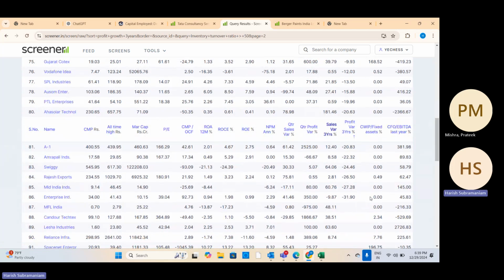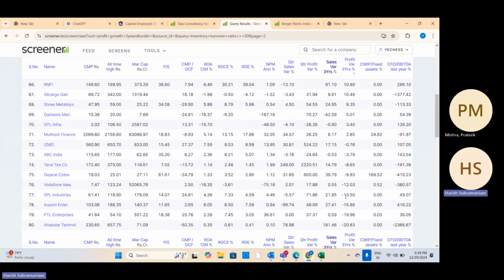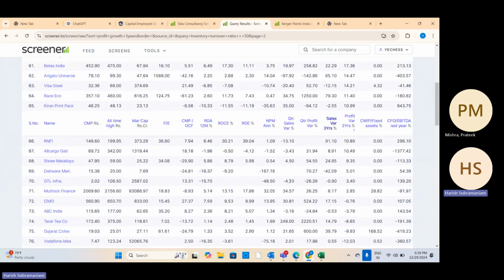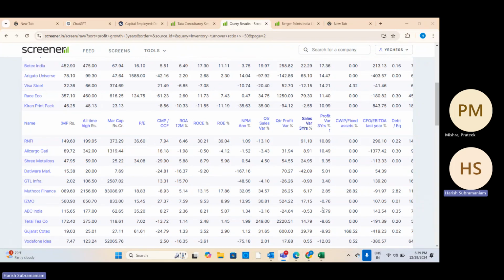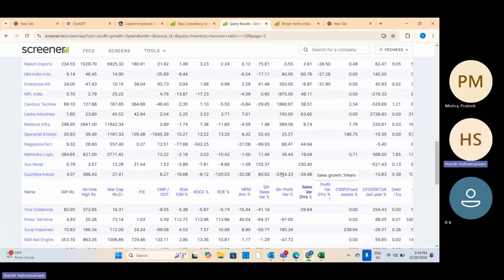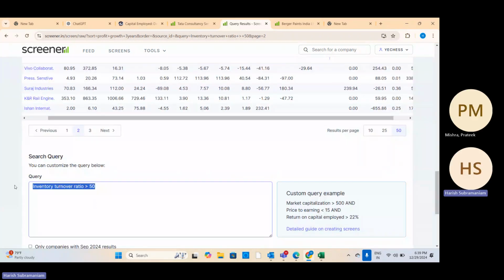So we can see we have 86 companies where we were able to see the 3-year profit growth, and out of them about 70 companies were growing in terms of the profits year on year, right? So typically when the inventory turnover ratio is high, that's a good sign.